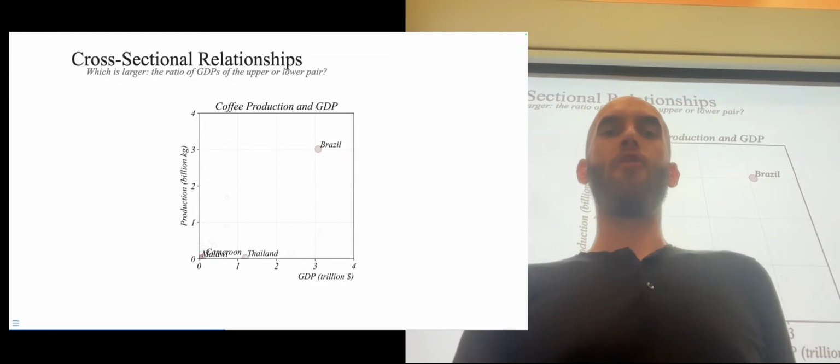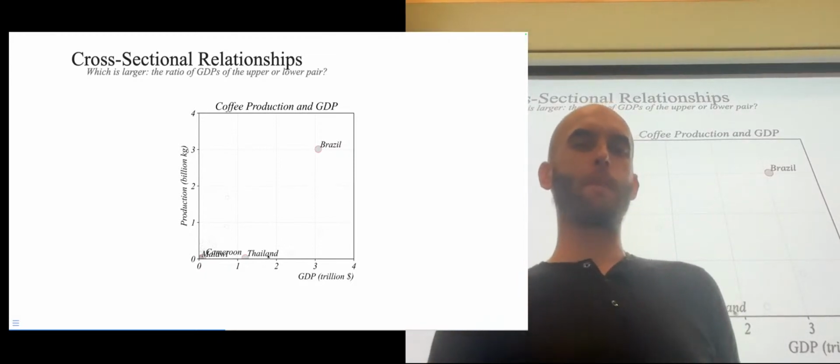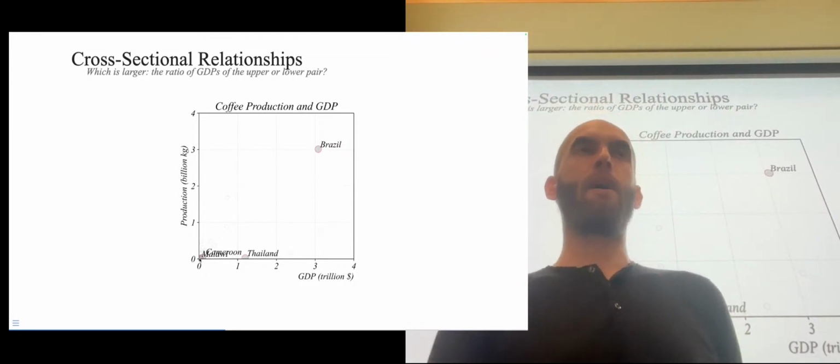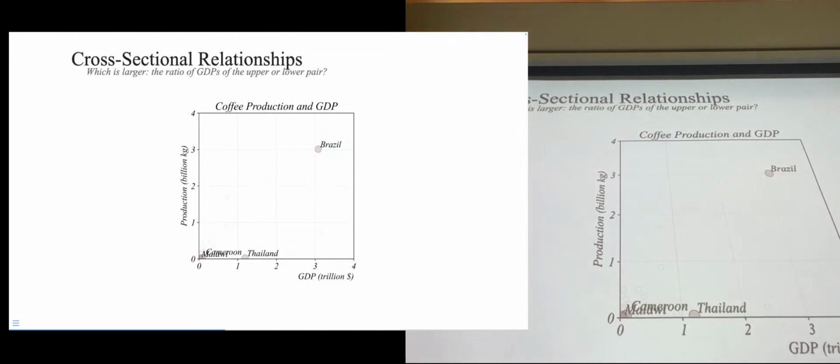What if I were to ask you this question? Which is larger, the ratio of the GDPs of the upper or lower pair? So we take Brazil's GDP, we divide it by Thailand's GDP, then we take Cameroon's GDP and we divide it by Malawi's GDP. Take a second here.